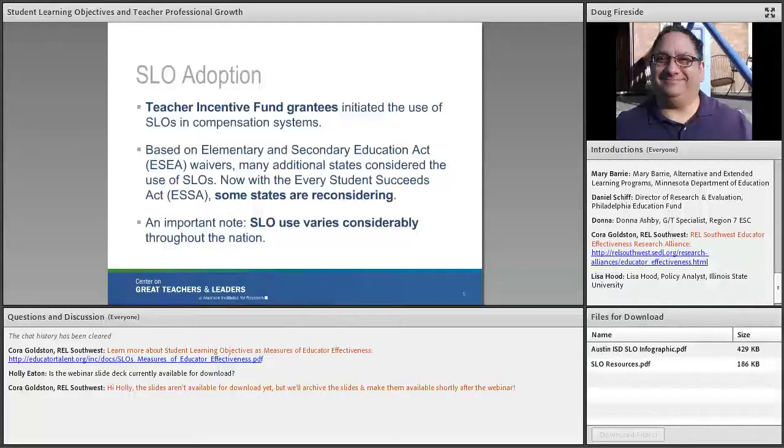States started to use SLOs again as sort of a reaction to the conundrum of how do we assess the impact of teachers on their students when we don't have state test data to go on. And I will just say that as people I'm sure are aware, now that ESSA is the law of the land, a number of states are reconsidering what needs to be included in their educator evaluation systems and are taking a look at both the promise of SLOs and some of the challenges of SLOs to see what types of changes in the SLO process they'd like to have for their states. One important note, SLO use varies considerably throughout the nation.